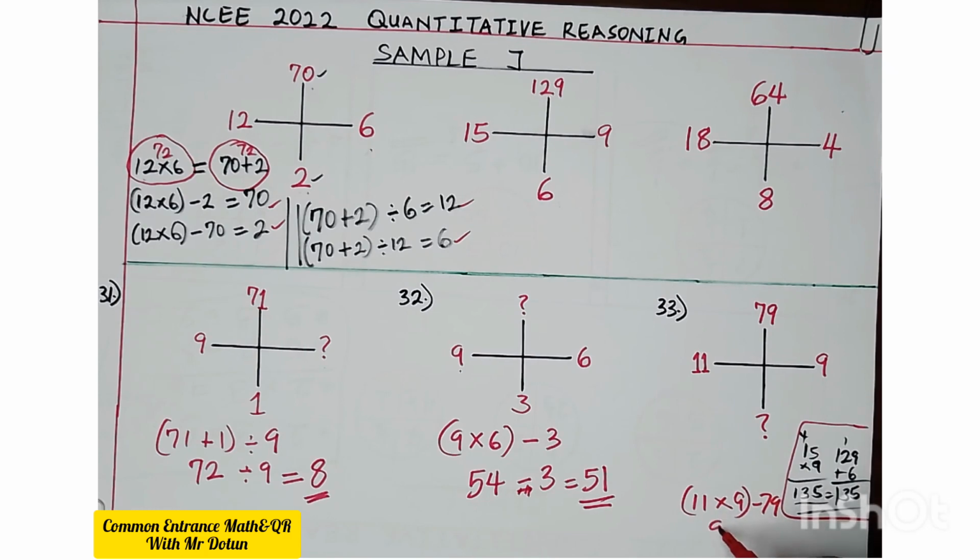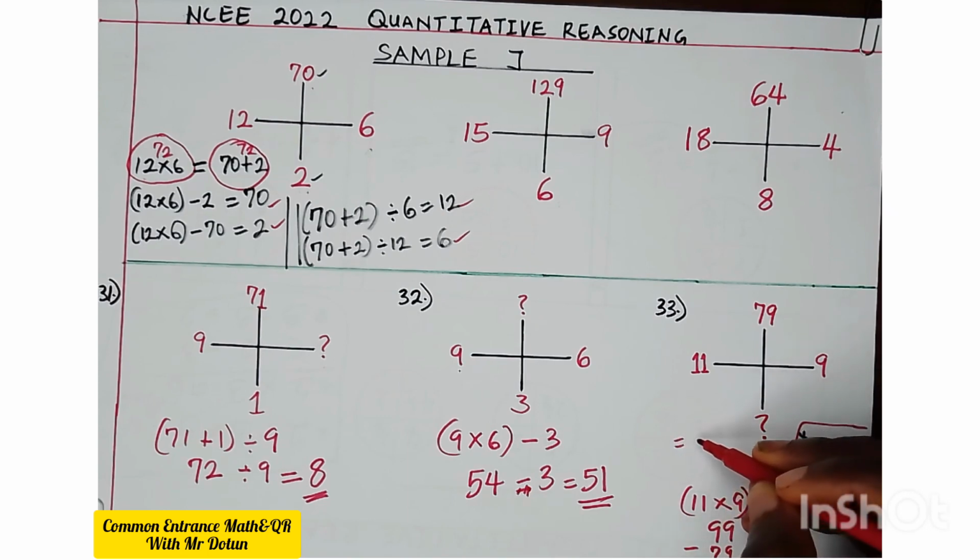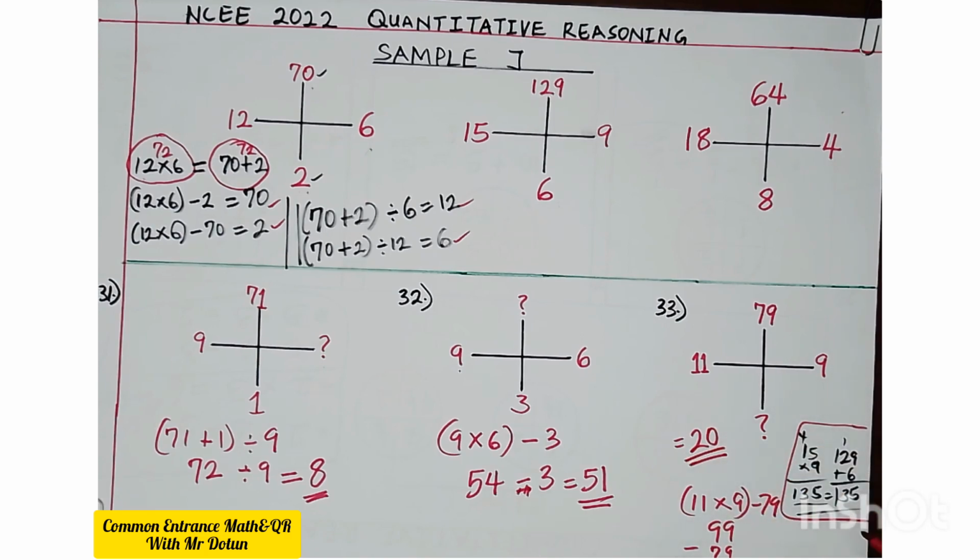Okay, 11 times 9 is 99. Then let's take away 79. So 9 minus 9 is 0, and 9 minus 7 is 2. So 99 minus 79 is 20. So the answer to number 33 is 20.